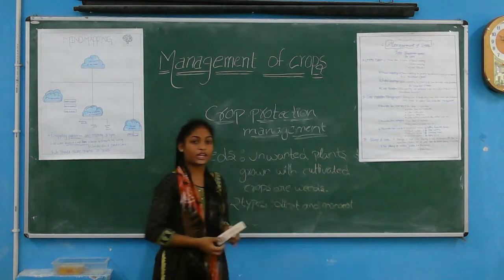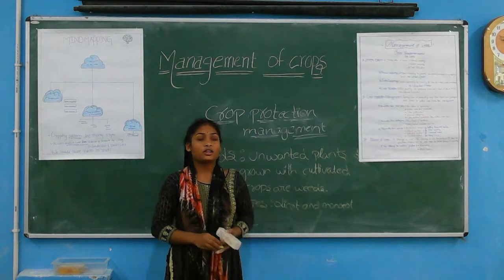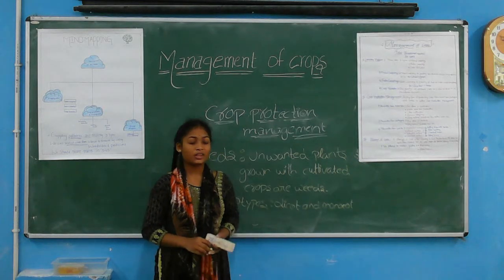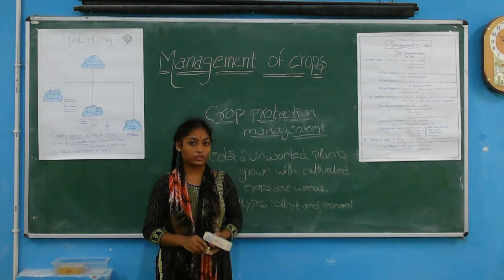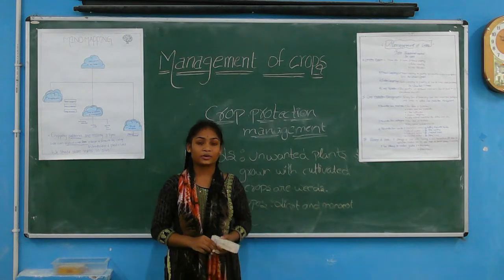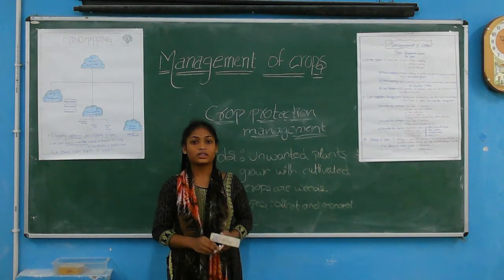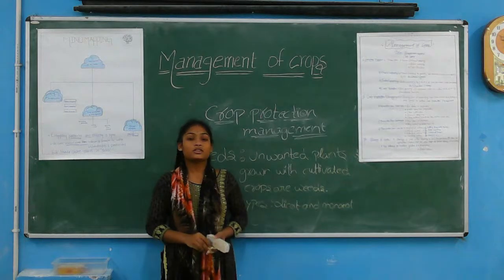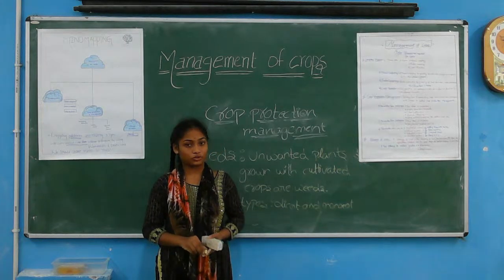These are of two types, dicot and monocot. The preventive measures for weeds are, there are four methods to control them. They are the biological method, chemical method, cultural method and mechanical method. So by these methods we can control the weeds.